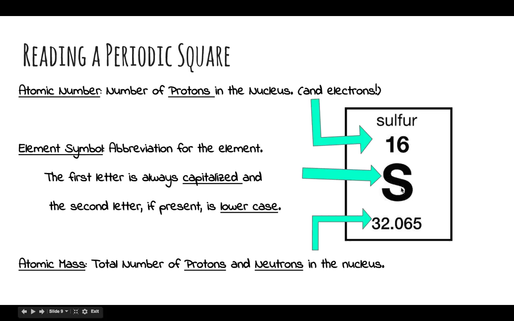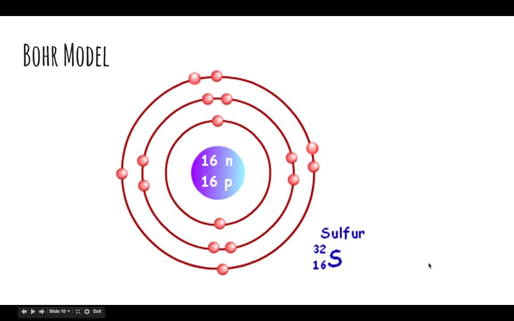Then underneath your element symbol is the atomic mass number. This is the total number of protons and neutrons in the nucleus. So you can see this atomic number is available for us to see in the periodic table. We will be practicing this quite a bit in this unit.